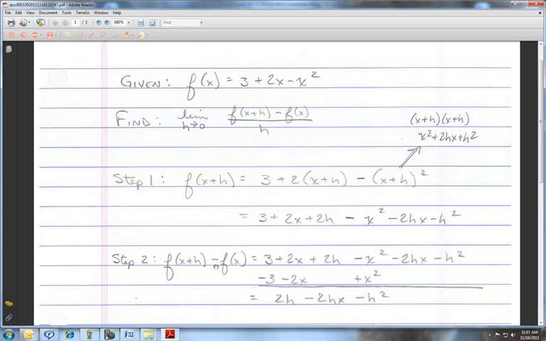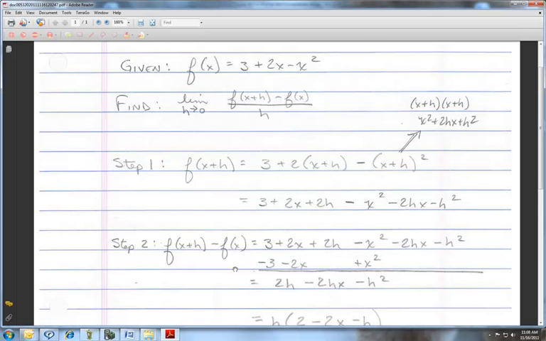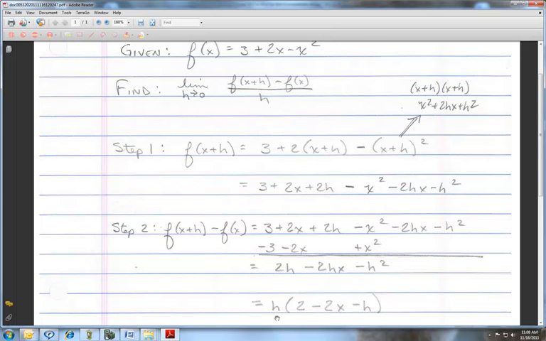Step 2 comes up, and I need to subtract the original. Well, I rewrote what I had from step 1. Now when I subtract the original, subtracting means all these signs change, and I put it directly underneath the terms that they will cancel out. So I subtracted 3, I subtracted 2x, and I added x squared. Then, getting rid of those terms, I write what I call leftovers. So I've got 2h minus 2hx minus h squared. Now before I leave step 2, I always have my students factor out an h because of what's going to happen next.